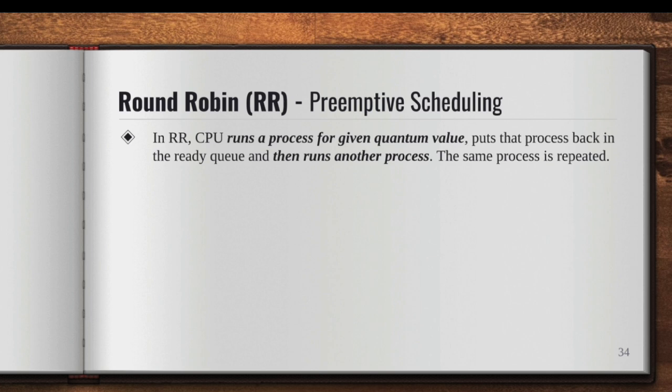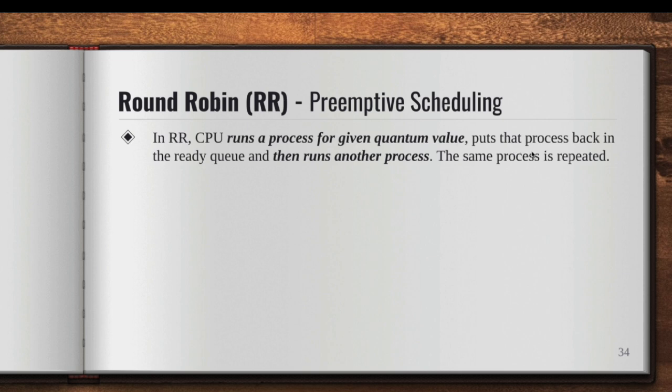So as you know, in preemptive scheduling, a process can be interrupted and another process can go ahead and start running. So that's why in round robin, it states that it runs for a given quantum value, let's say 2 units. Then that particular process, let's say process A, goes back in the ready queue, and let's say process B will come and start running.